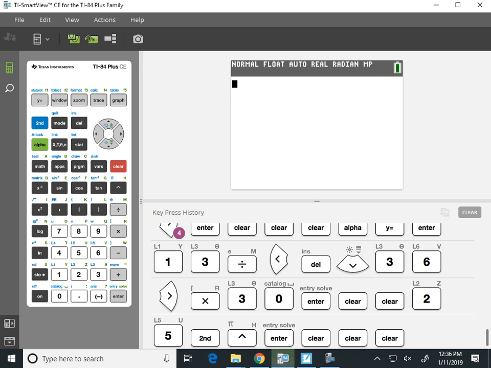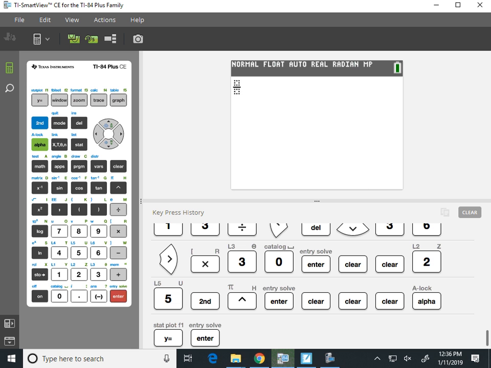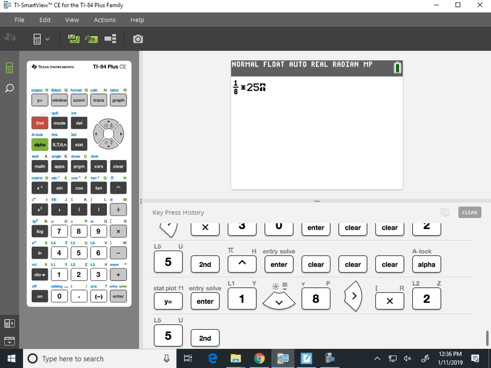So we're going to enter 1/8 times 25 pi. And it's about 9.8 square inches.